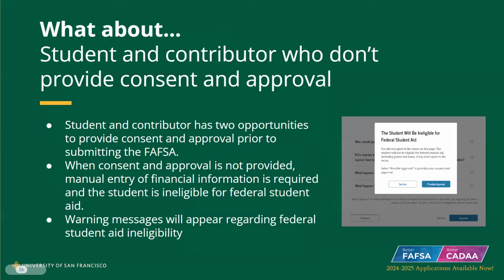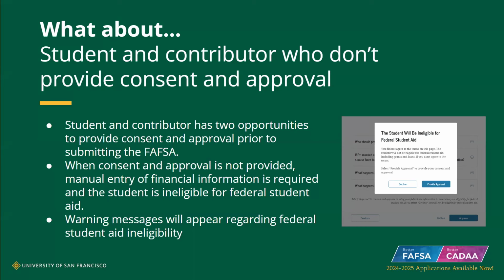Okay, so what about student and contributor who don't provide consent and approval? So you have two opportunities to provide consent and approval prior to submitting the FAFSA. When the consent and approval is not provided, manual entry of the financial aid information is required, but the student will not be eligible for federal student aid.